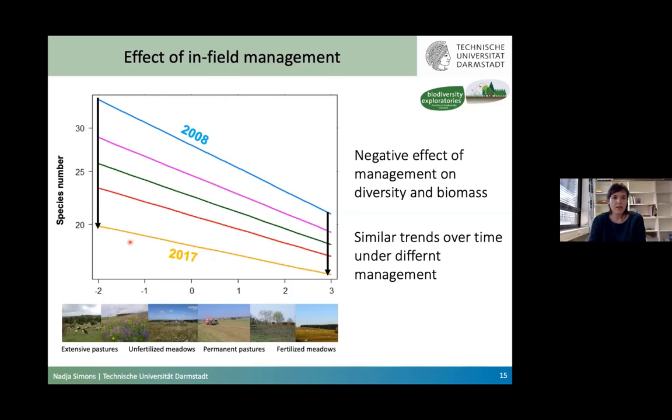And also the relative change over time, so from 2008 to 2017, is very similar across the gradient of land use intensity. The only difference is that grasslands under extensive management already started with a higher number of species at the beginning of the study and have now more species left at the end of the study period.